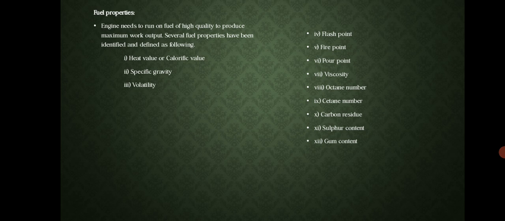Fuel properties. An engine needs to run on fuel of high quality to produce maximum work output. Several fuel properties have been identified and defined as follows: heat value or calorific value, specific gravity, volatility, flash point, fire point, pour point, viscosity, octane number, cetane number, carbon residue, sulfur content, gum content.